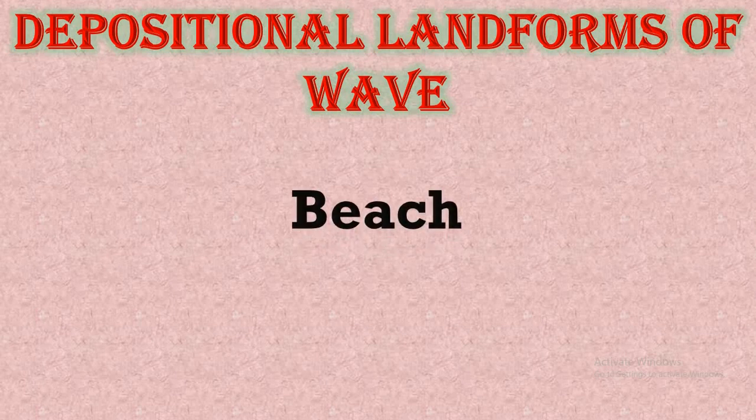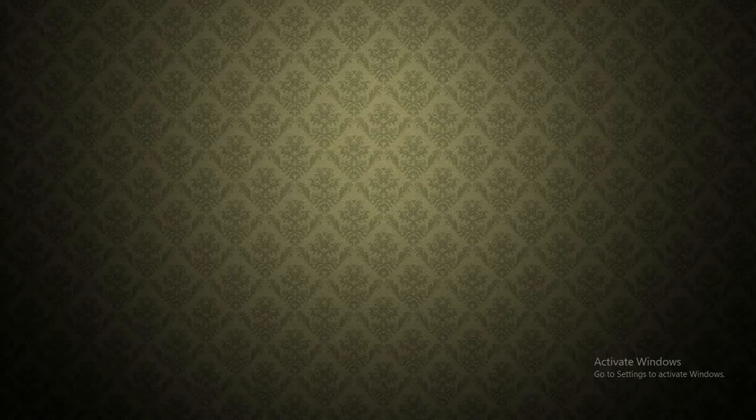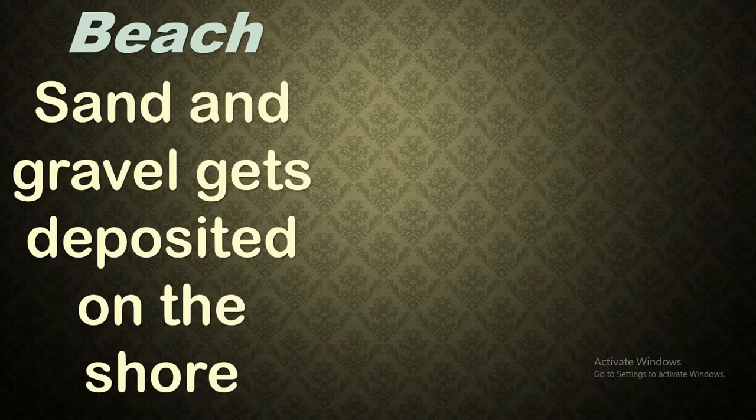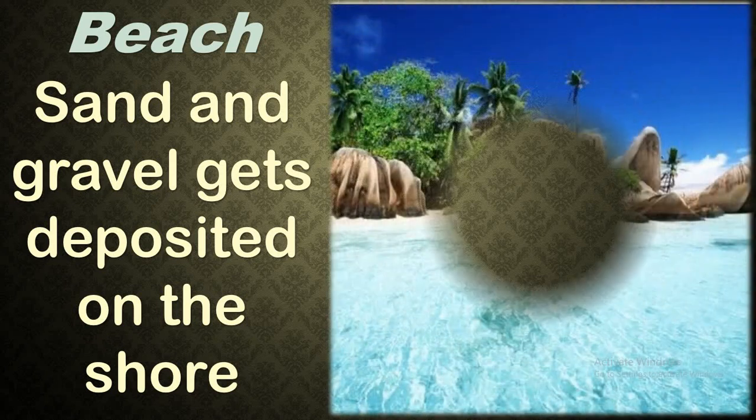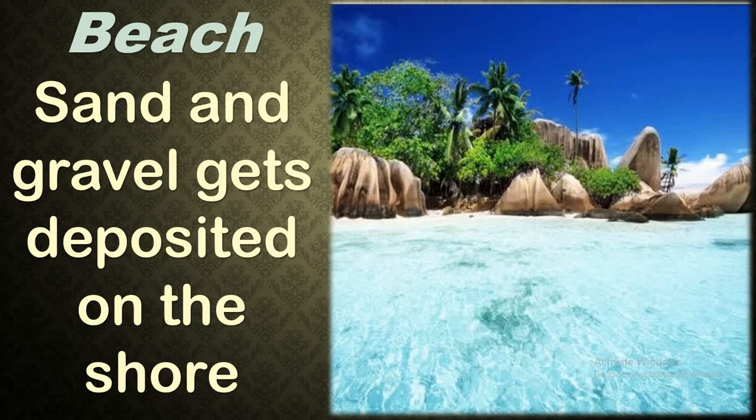Okay. The next one is depositional landforms of waves. We are going to see here beach, bar and spit. Beach. Sand and gravel gets deposited on the shore. That is what we call a beach. You are very familiar and you really enjoy playing on the beach, isn't it children? Look at the beach. It's a very nice scenery, very nice to look at also.